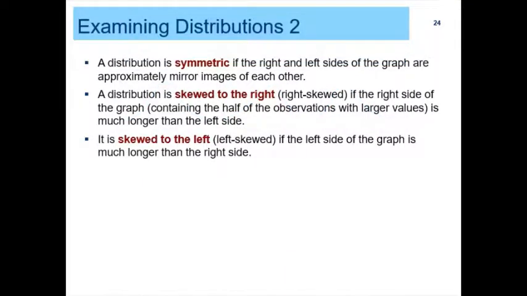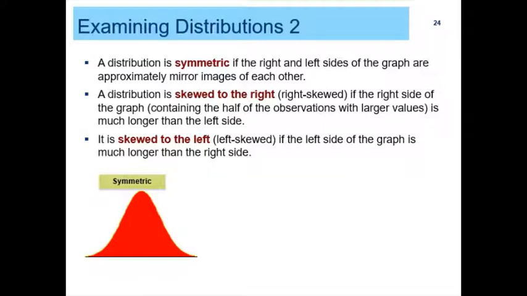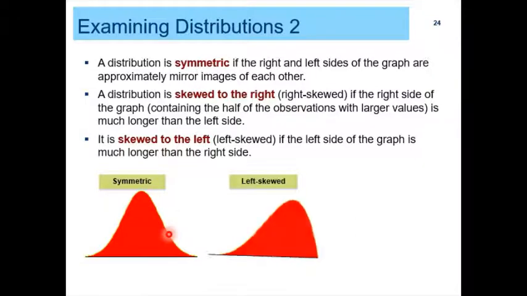A distribution is symmetric if the right and left sides of the graph are approximately mirror images of each other. And the distribution is skewed to the right if the right side of the graph, containing the half of the observations with larger values, is much longer than the left side. So here we can see this is the symmetric distribution, and when we see it here, this is left skewed, whereas this is right skewed.